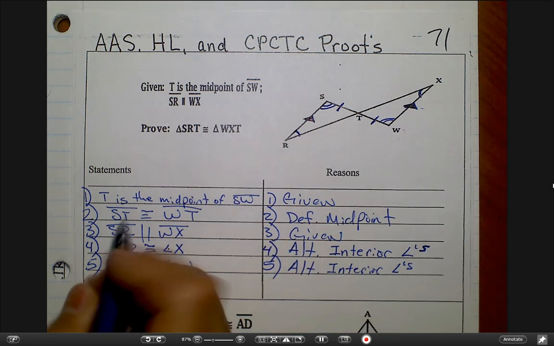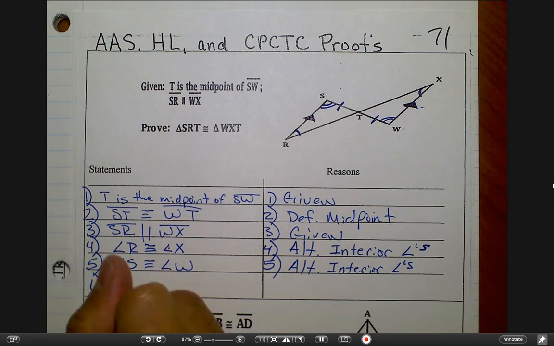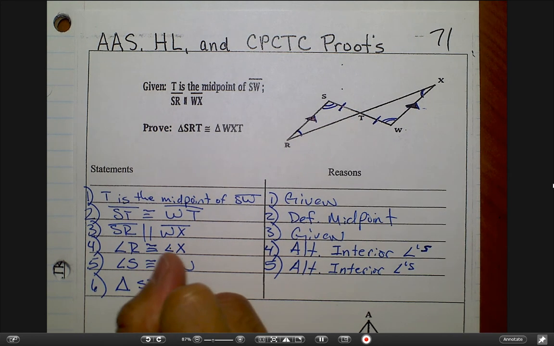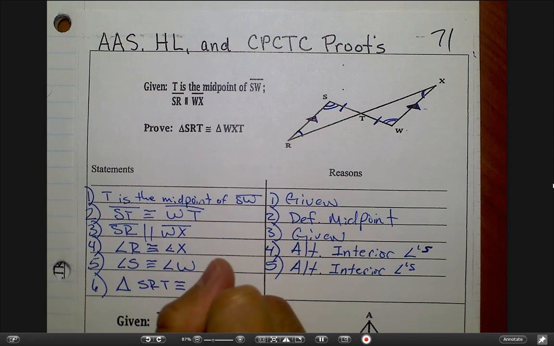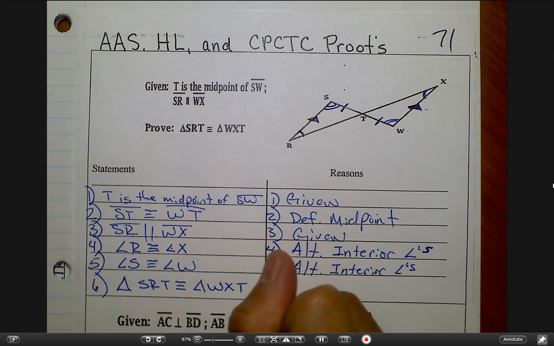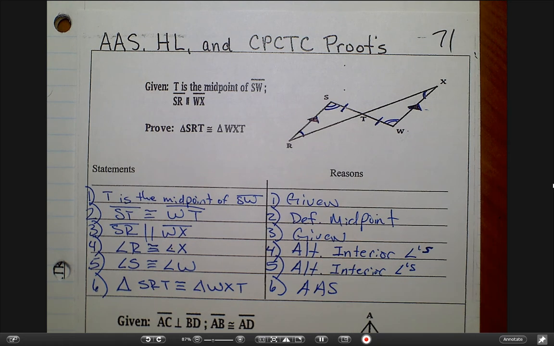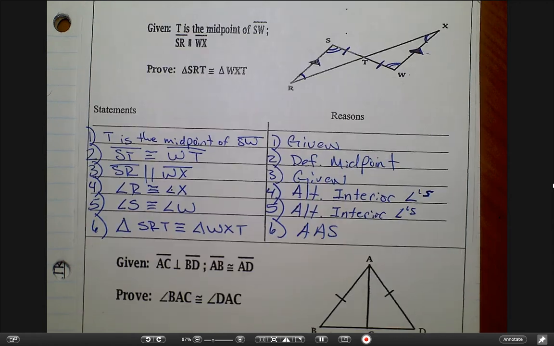Okay, so now the triangles are congruent because of the angles, and I used all the pieces that I had. So for step 6, I'm going to say the 2 triangles: triangle SRT is congruent to triangle WXT. That's by angle, angle, side. Question? It's not too bad, right? All right, let's take a look at this next one.